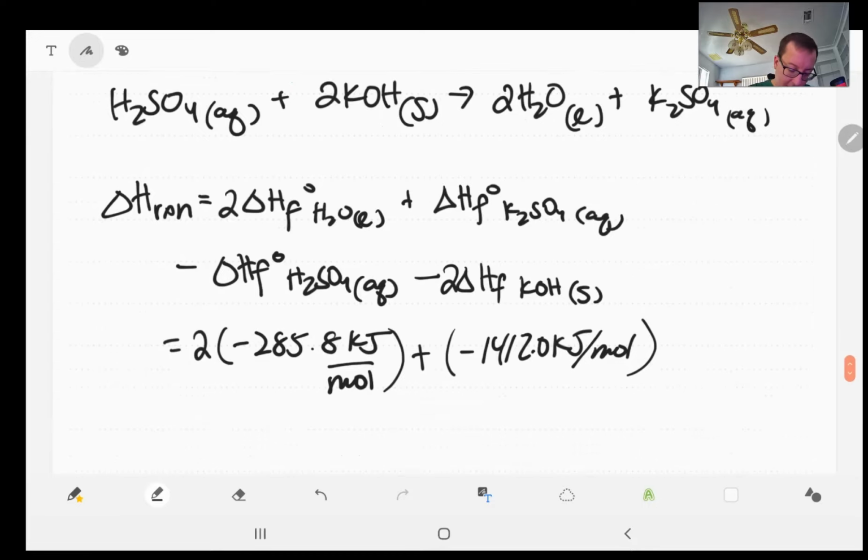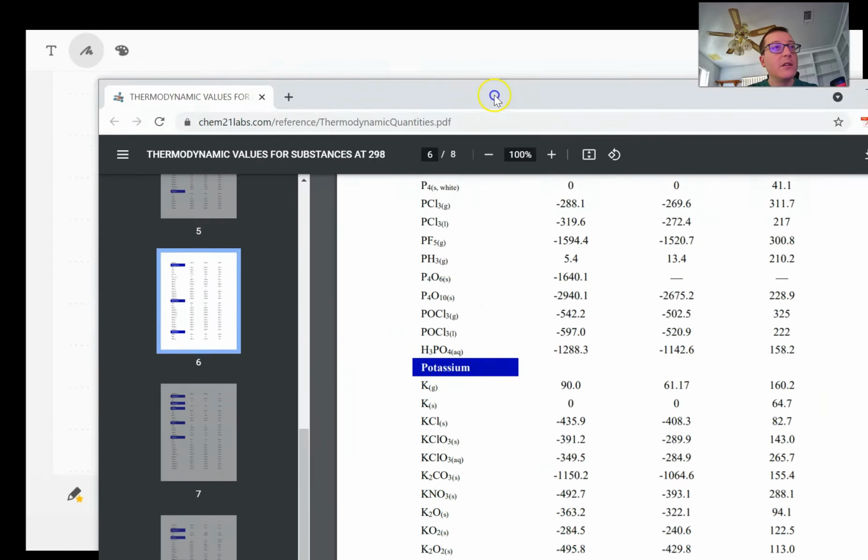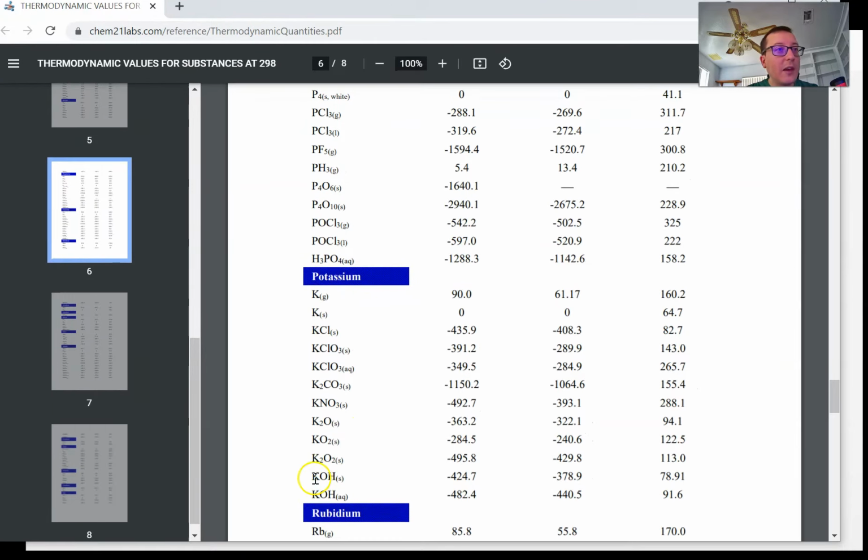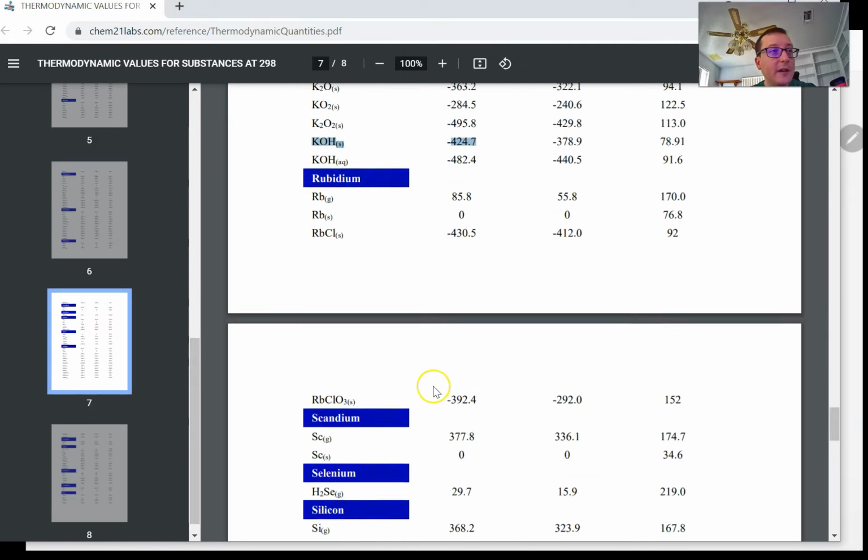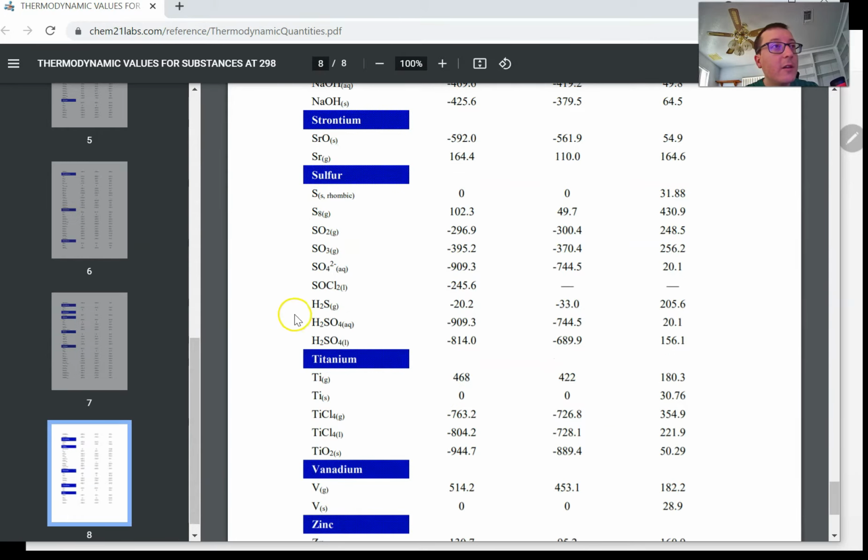We're going to subtract sulfuric acid. This one we are going to have to look up. So sulfuric acid. Actually, we have KOH here. Let's just write that one down, since later on we have 2 times that number. So since we're already here, I'm going to write it down. Negative 244.7. Okay, and then sulfuric acid. Let's find you. Negative 909.3.